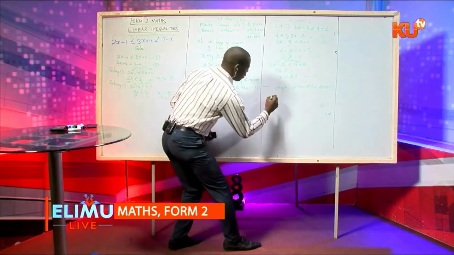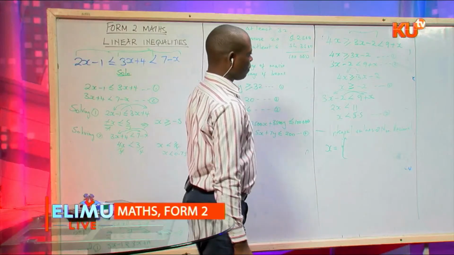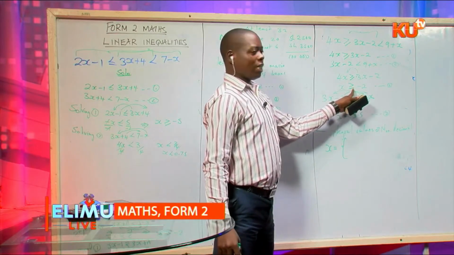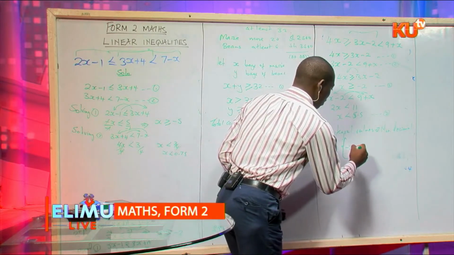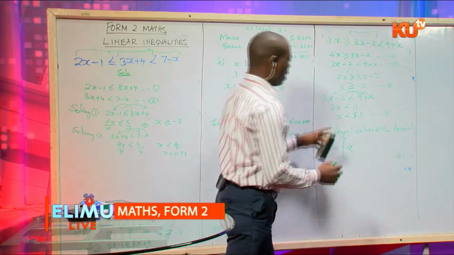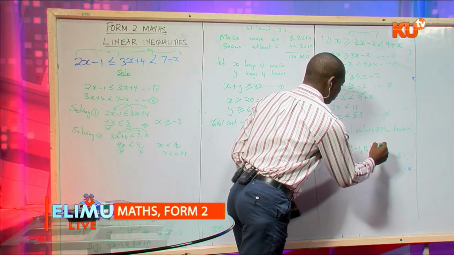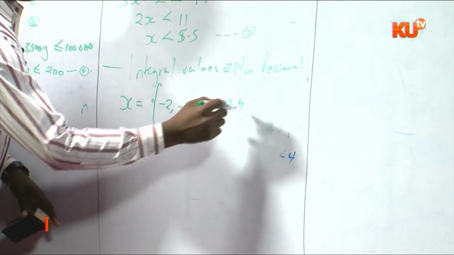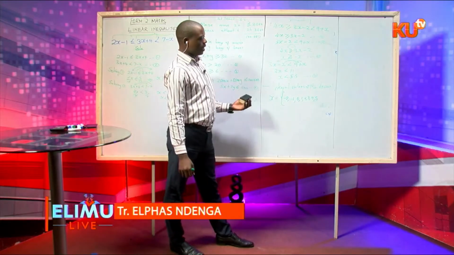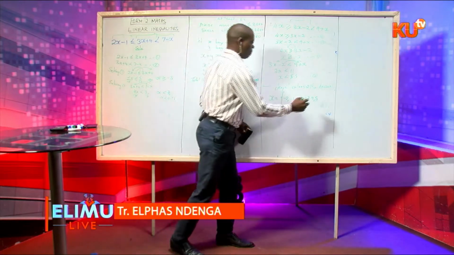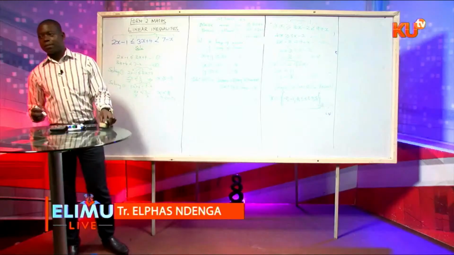So the integral values of x now will be, we use the curly bracket. If x is greater than or equal to negative 2, negative 2 is one of the solutions. Then we go to negative 1, 0, 1, 2, 3, 4, and 5. Because it's supposed to be less than 5.5, and the nearest whole number to 5.5 is 5. So those will become the list of integral values of x.